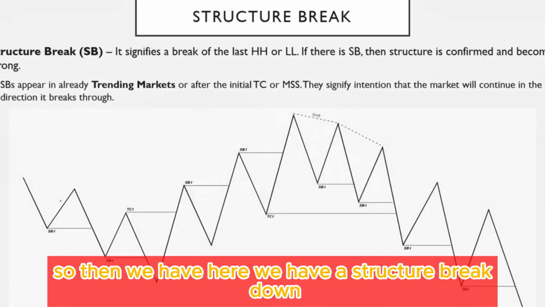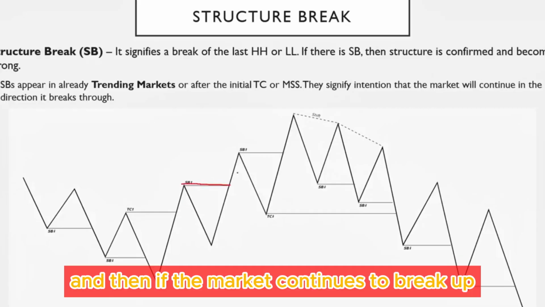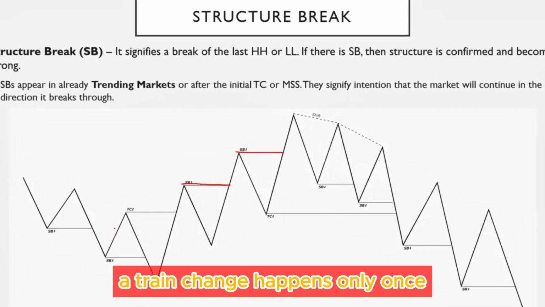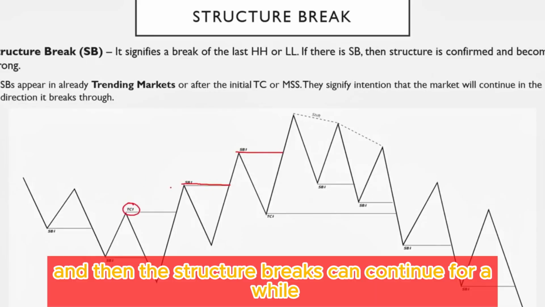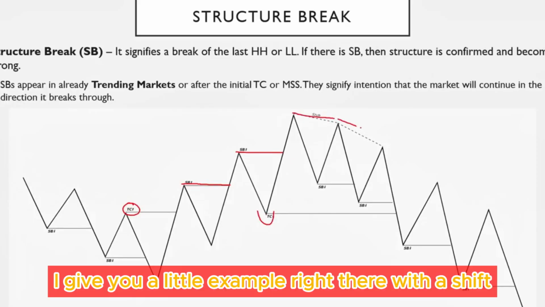So then we have a structure breakdown, then we have a trend change, right? And then if the market continues to break up, you have structure break. You don't have trend changes anymore. A trend change happens only once, and then the structure breaks can continue for a while. Here, we have the major higher low. I give you a little example right there with a shift.